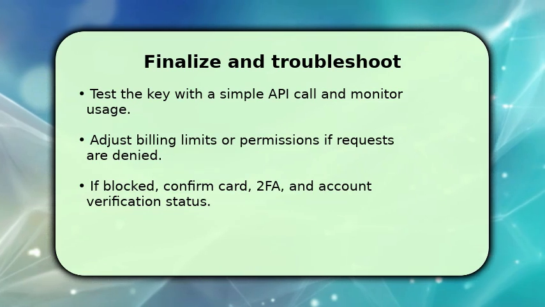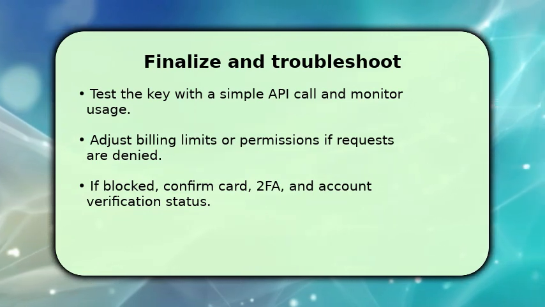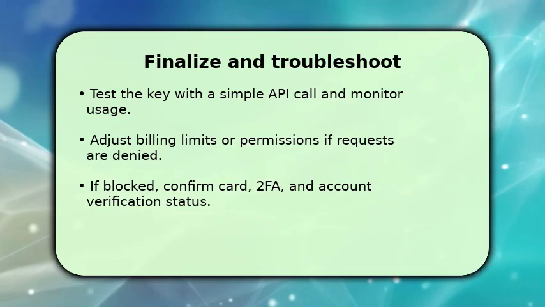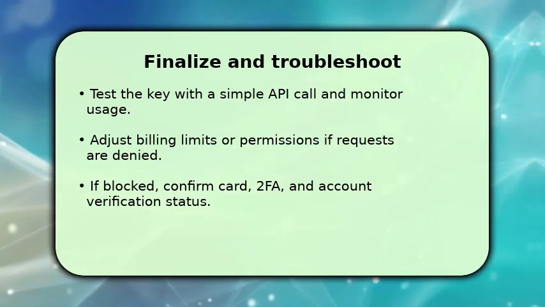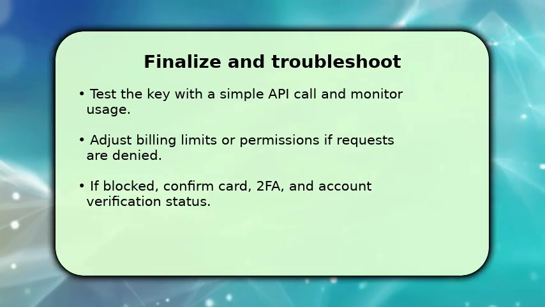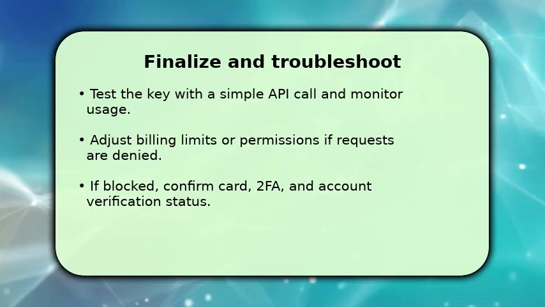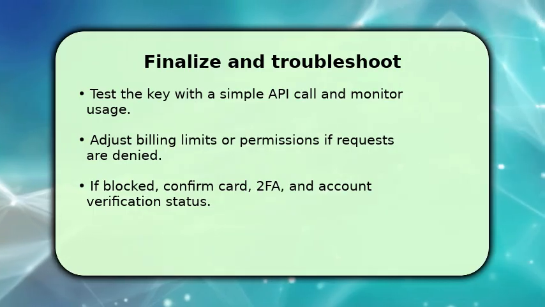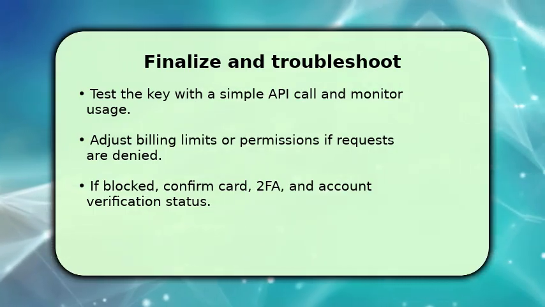Finish by testing the key with a minimal API request to confirm authentication. Check response headers and usage metrics. If requests fail, make sure your billing limits aren't hit and that the card used is authorized for international or online transactions. Adjust spending caps or permissions in billing if needed.